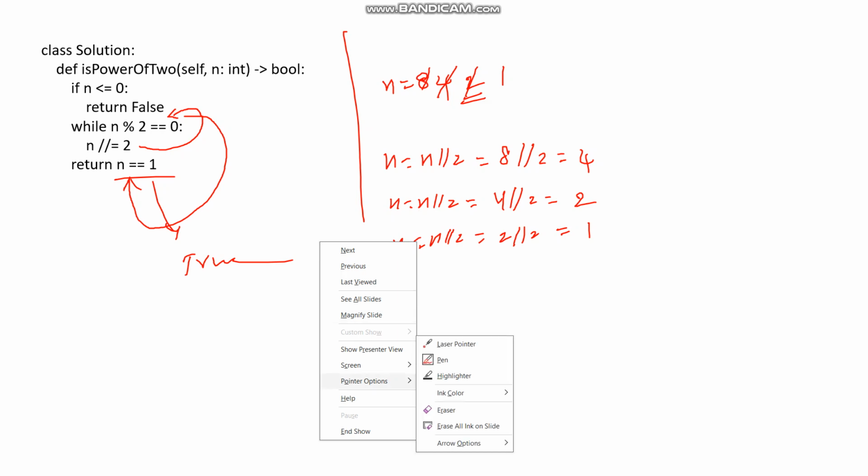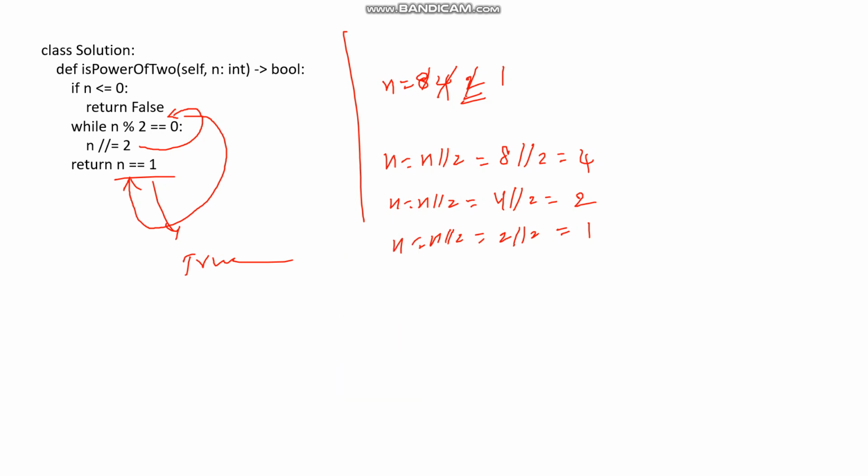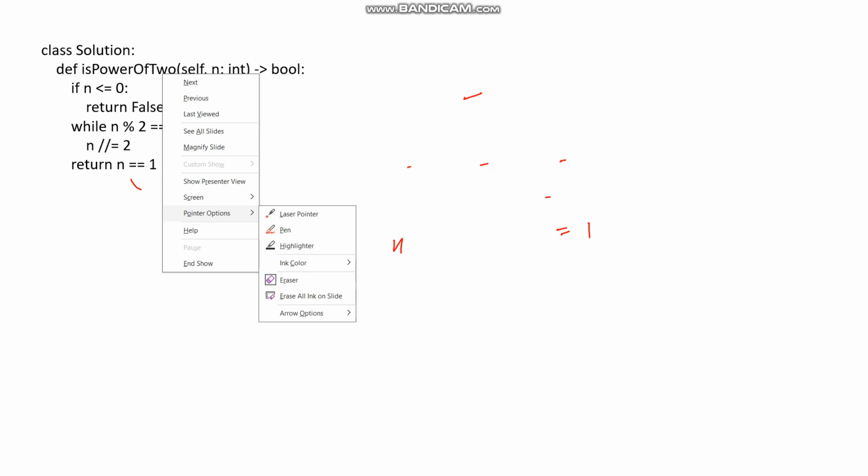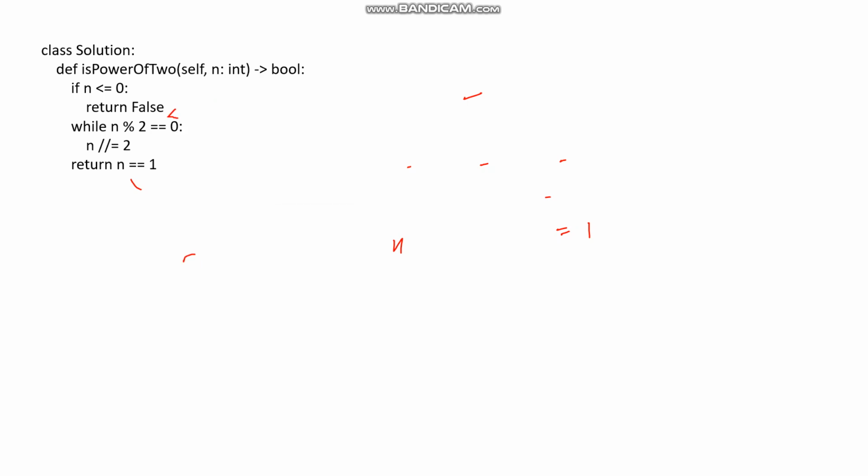For example, if I am providing the data like this, assume here I give the n value as 3. 3 is less than or equal to 0. The condition is false. While n mod 2 equals 0: 3 mod 2.